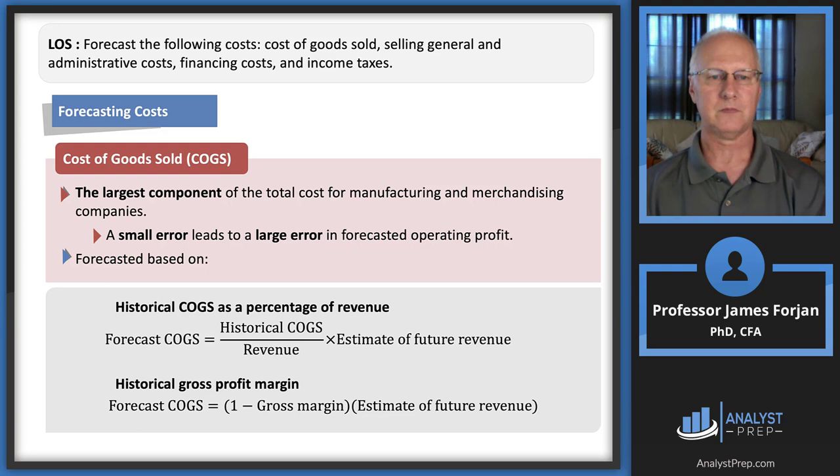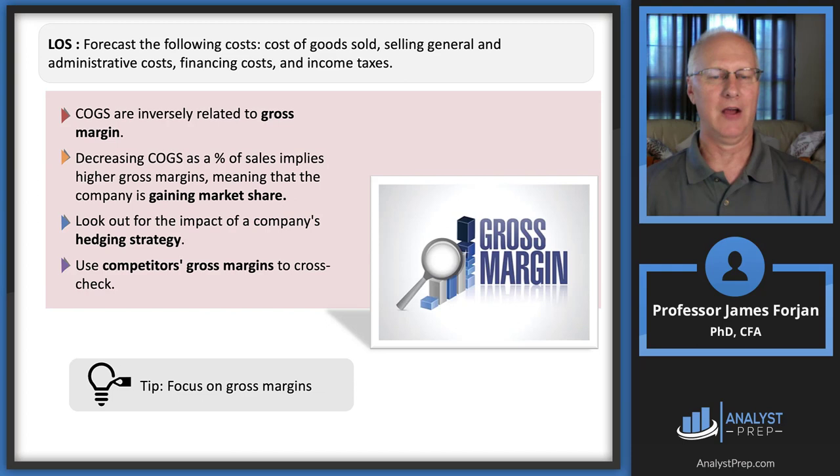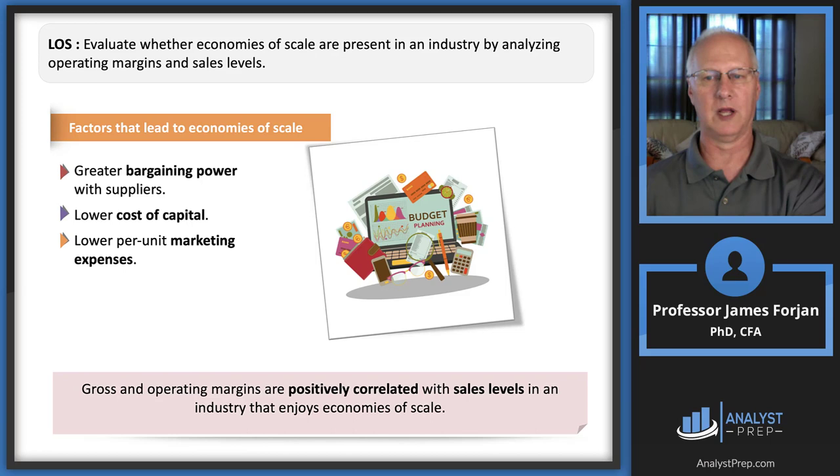All right, so there's two good old formulas there at the bottom in gray that you can use to forecast cost of goods sold as a percent of revenue and as gross profit margin. Now, here's another answer to a question. Look at this. Cost of goods sold are inversely related to gross margin. So just let me go back here. So what did I say back here? We have this. Positively correlated with sales levels here, inversely related to gross margin.